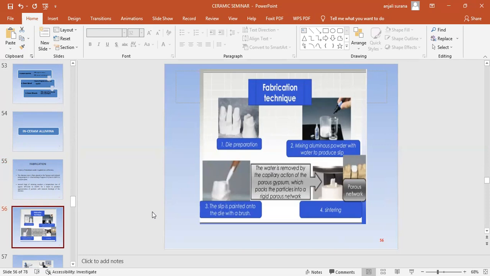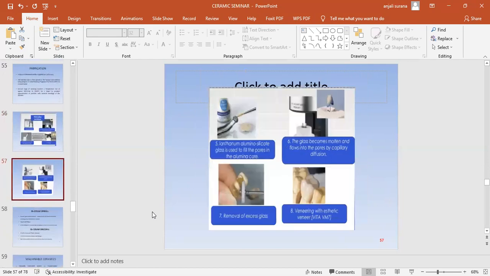So this is the fabrication technique. First we prepare the die, then mix alumina powder with water to produce a slip. The slip is painted onto the die with a brush, and then it goes for sintering. Lanthanum alumino-silicate glass is used to fill the pores in the alumina core. The glass becomes molten and flows into the pores by capillary diffusion. Then excess glass is removed, followed by veneering with aesthetic veneer.